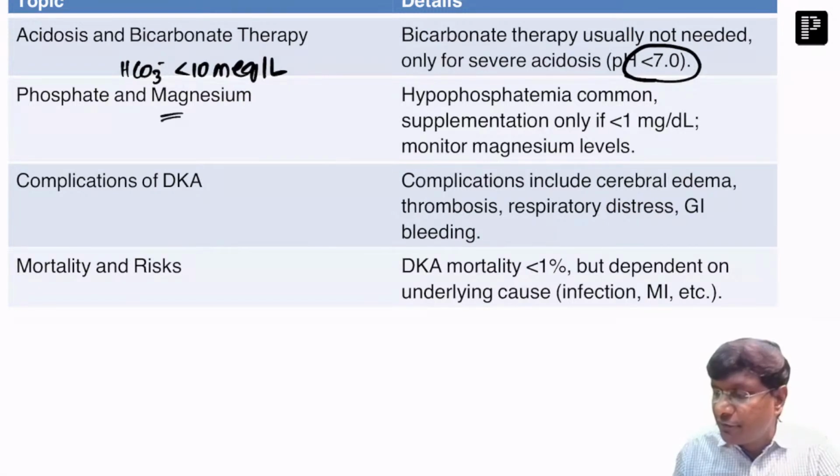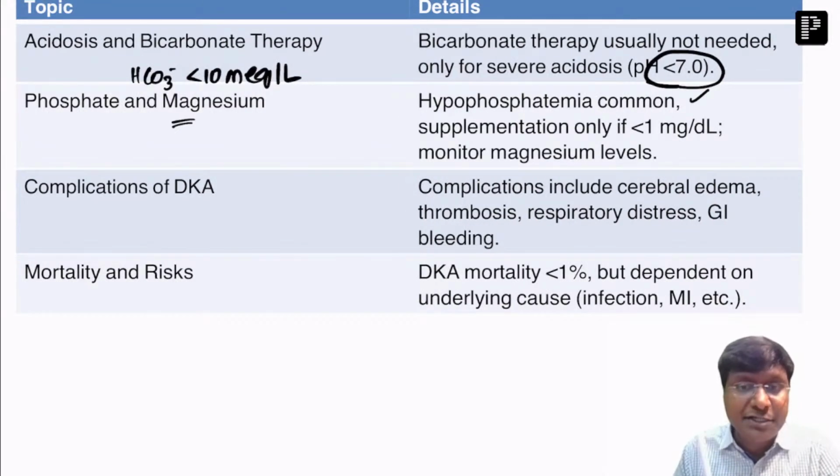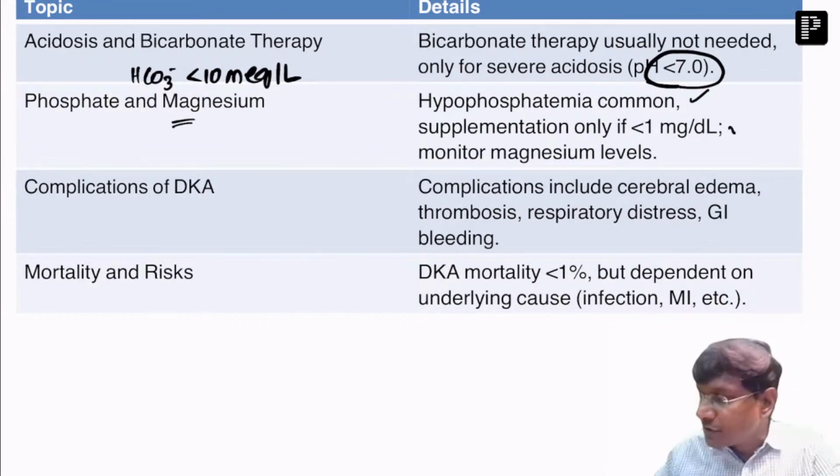Next is the phosphate as well as the magnesium. So hypophosphatemia is very common. You need to monitor the phosphate level, right? And supplementation of the phosphate should be given when the phosphate levels are less than 1 milligram per deciliter.